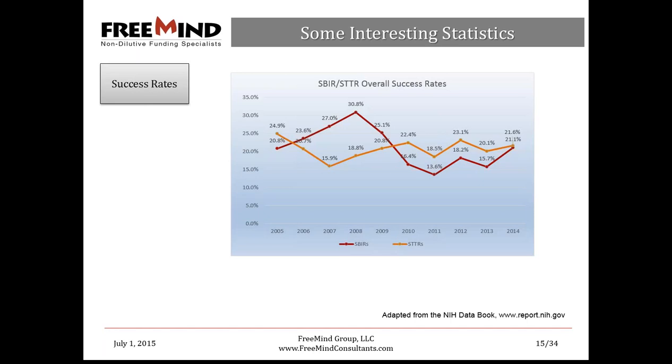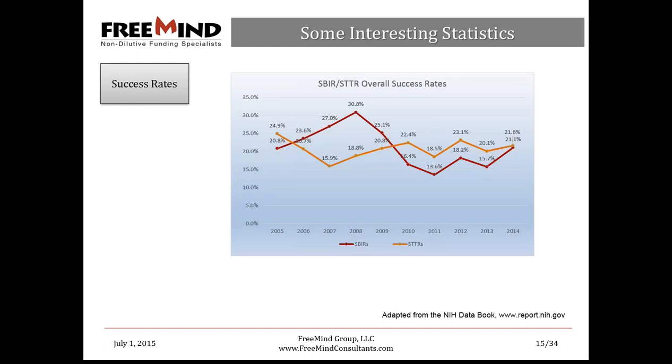Success rates do fluctuate to a certain extent, as you can see here. The red is for the SBIRs and the orange is for the STTRs. So STTRs are fairly consistent around the 20%. SBIRs went up and down over the past 10 years, but currently are also at about 20%. Actually, this year was a very good year for SBIRs. It went up by almost 5%.